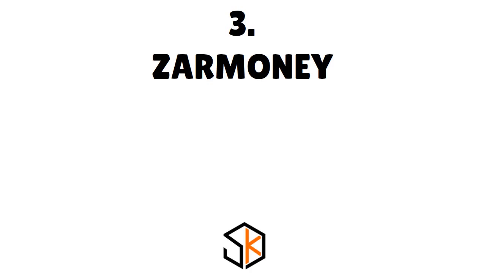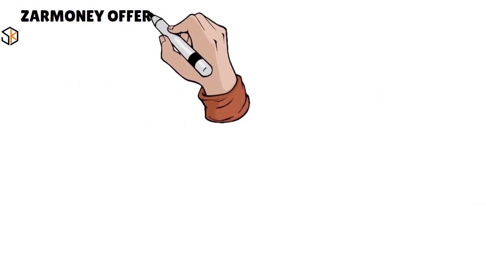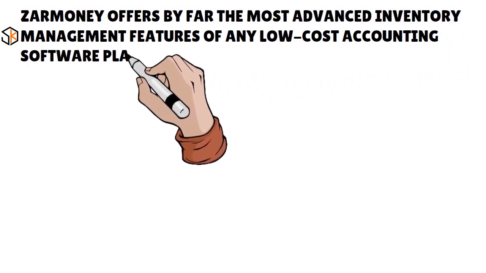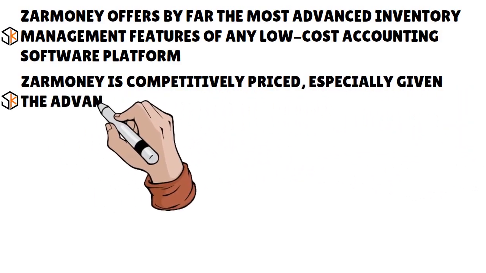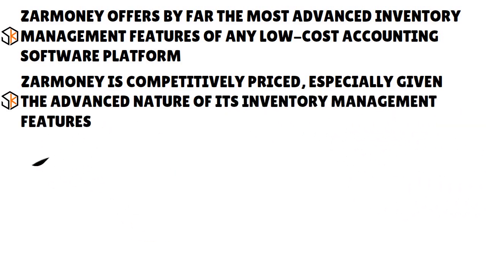I want to talk to you about ZarMoney. So when you think about ZarMoney, I want you to think about a top accounting software tool for inventory management because it really offers tools that other platforms lack. This includes, but is not limited to, multi-site inventory management, barcodes, and split transactions. So, what are some of the pros and cons here that we have seen in our research? ZarMoney offers by far the most advanced inventory management features of any low-cost accounting software platform. ZarMoney is actually competitively priced when you really think about it, especially given the advanced nature of its inventory management features. And so those are some of the pros.